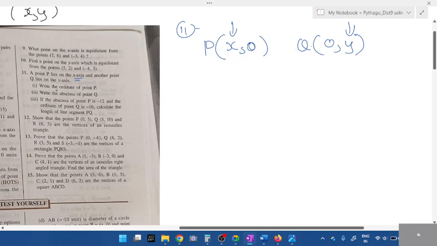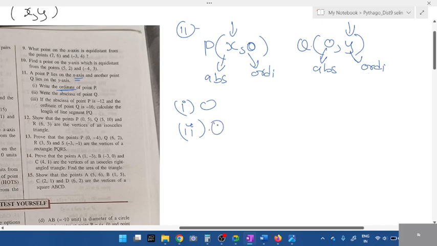Okay, what's the question given? What's the ordinate? I told you, this you call as abscissa, and this is ordinate. What's the first question? Write the ordinate of P. For point P, which is the ordinate value? 0. Second one: write the abscissa of Q. What is the abscissa of Q? Abscissa 0. Understood?